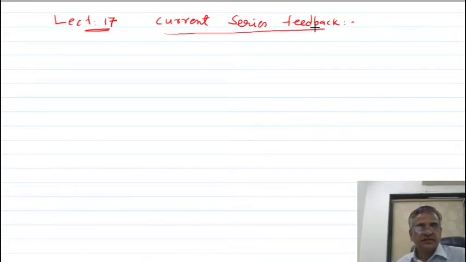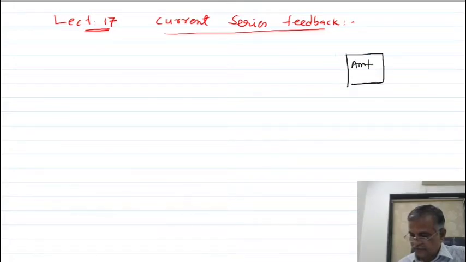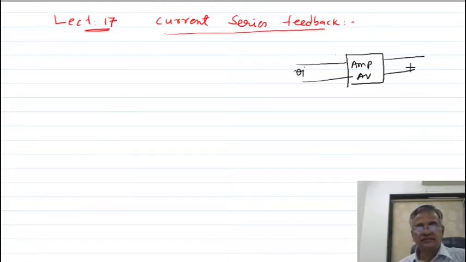Already we have discussed what is current series feedback. To explain it, I am showing you the previous diagram. You must be aware I have shown an amplifier having a gain AV, these are input signals, and here you are getting the output signal. This is your load RL.